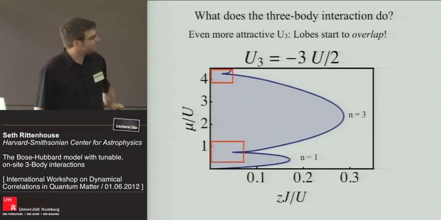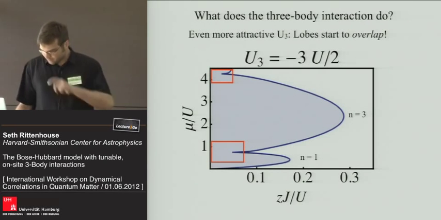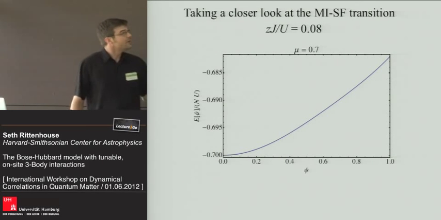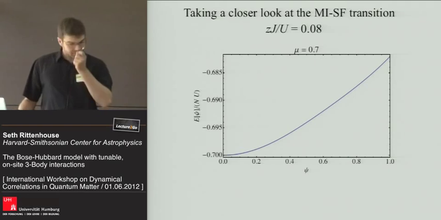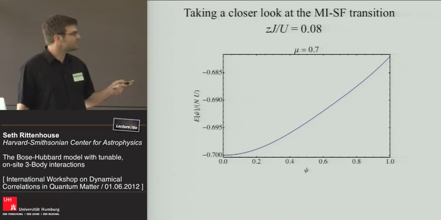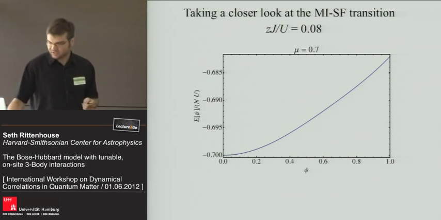So we wanted to focus in on what was happening right there. If we look at the mean field energy function as a function of the order parameter, here we are in the middle of the Mott insulating n equals 1 lobe. That's what this mu value does. You can see that, not surprisingly, this is an insulating state. The energy is minimized when the order parameter is 0. Not too big of a surprise.